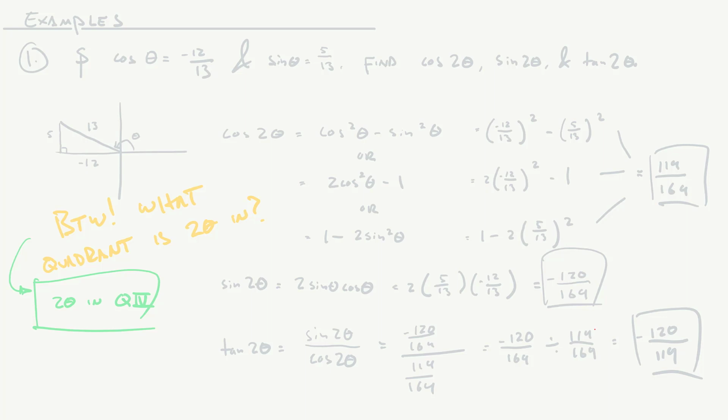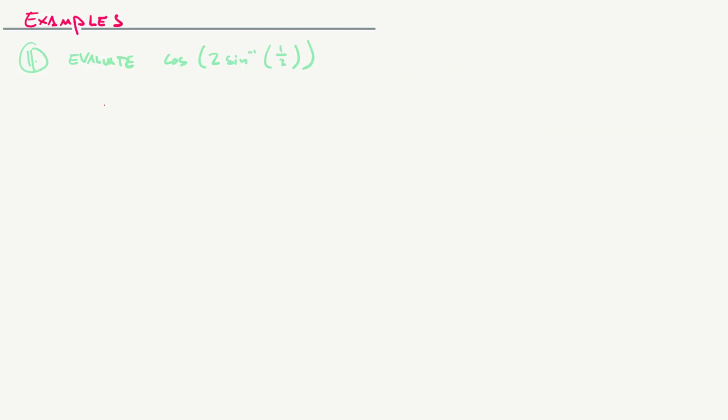It's possible that 2 theta could be in quadrant 3, right? Maybe the angle is only like 2 pi over 3, right? Then double the angle would be 4 pi over 3, right? That's in quadrant 3. So it really depends on how far into quadrant 2 we are. That determines what quadrant the double angle is going to be in. Okay, anyway, moving on. Okay, example number 2.